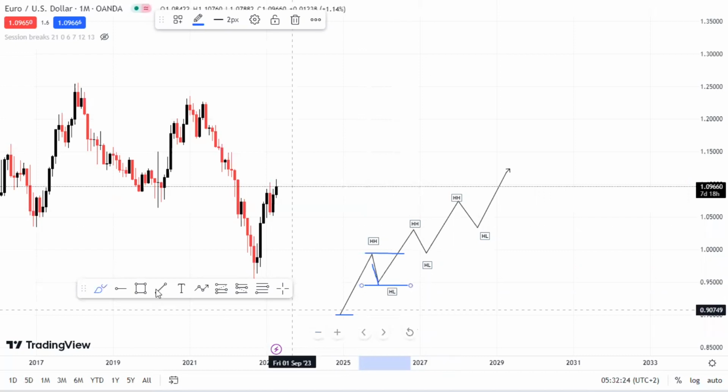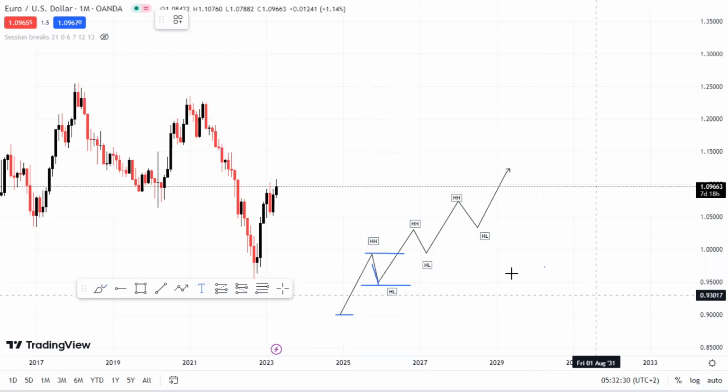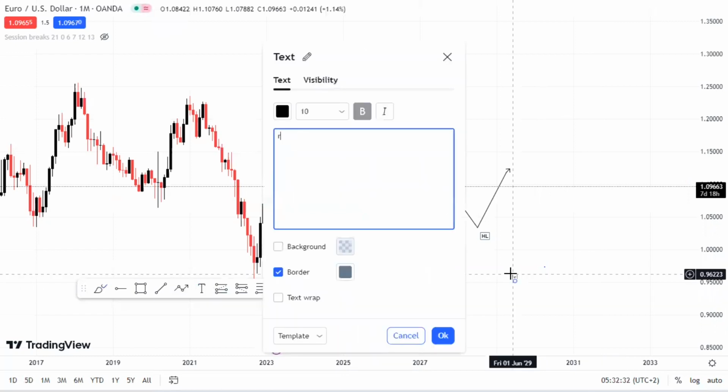Now what you need to know is that we have something called reversal and retracement.